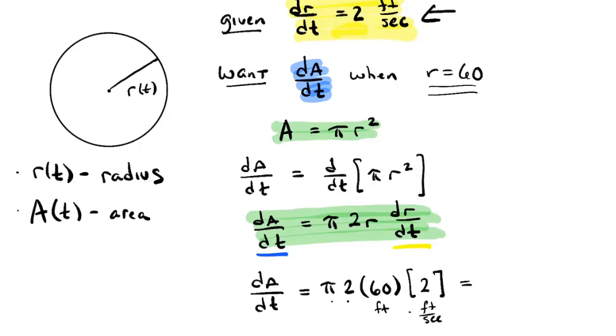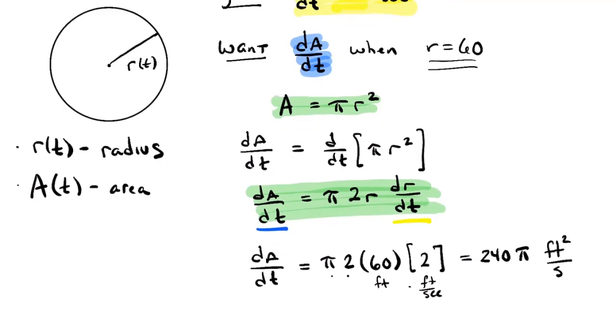So if we multiply that out, what do we get? 2 times 60 times 2 is 240. So if you like exact answers, there you go: 240 pi square feet per second. I'm just going to write this as feet squared per second. Or if you want to get out your calculator, I'm just going to round this to the nearest whole number. That's about 754, I think, square feet per second.